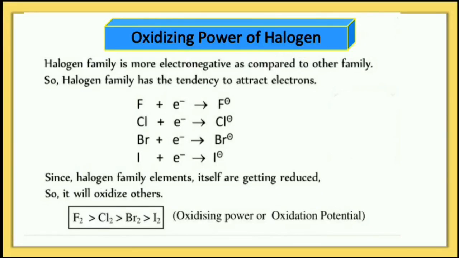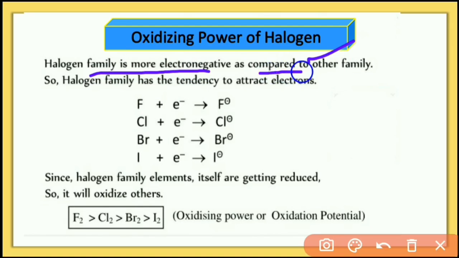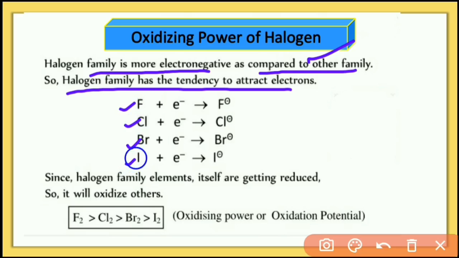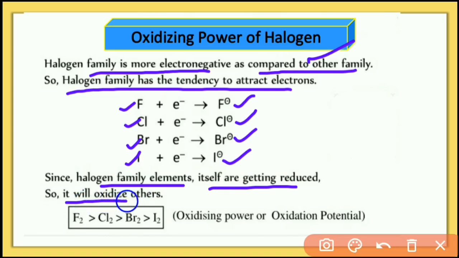Oxidizing power of halogens. The halogen family is more electronegative as compared to other families, so halogens have a tendency to attract electrons. We know that in halogens the valence electrons are 7 and only 1 electron is required to complete the octet. So all halogens, fluorine, chlorine, bromine and iodine, attract 1 electron and form fluoride, chloride, bromide and iodide. Since halogen family elements themselves are getting reduced, they will oxidize others.